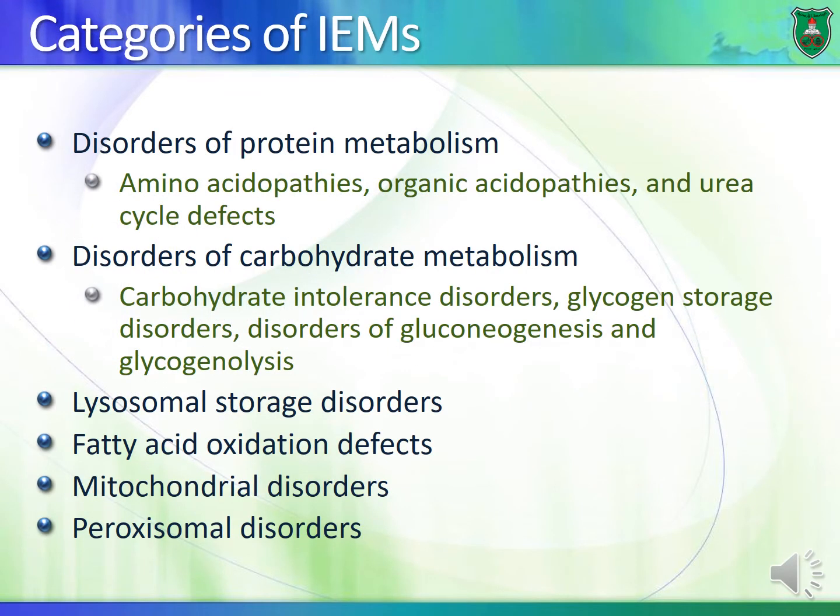Now, the inborn errors of metabolism can be categorized into different types. You can have disorders of protein metabolism, such as amino acid metabolism. You can have disorders in carbohydrate metabolism, and there are different types. There are disorders known as lysosomal storage disorders. You can have fatty acid oxidation defects, lipid metabolism in general, mitochondrial disorders, as well as peroxisomal disorders. So there is a large array of disorders that can be linked to inborn errors of metabolism.